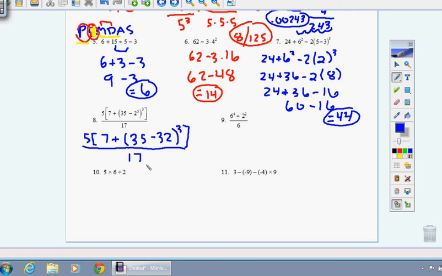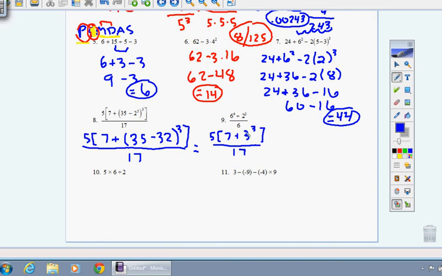Alright, so now again I'm working within this bracket. So let's go within that bracket. What should I do first? Well, now I gotta do the parentheses first. So what's 35 minus 32? Well, it's going to give me 3. So I'm left with 5 in my bracket, 7 plus 3 cubed, all over 17.